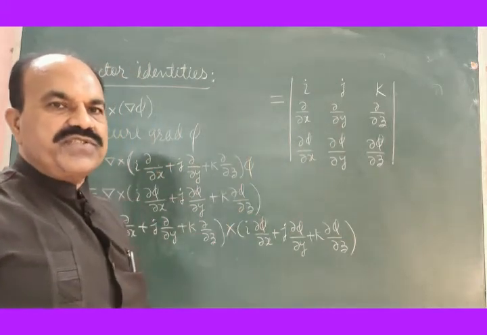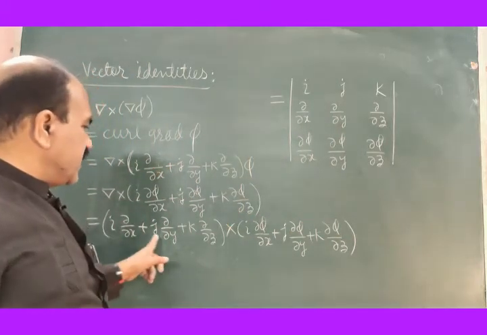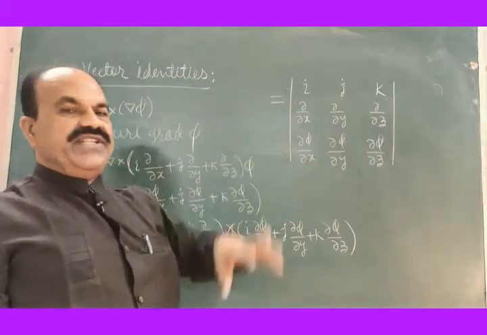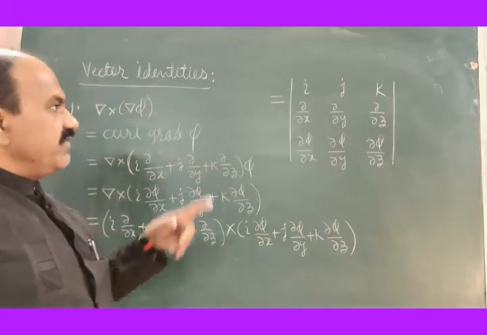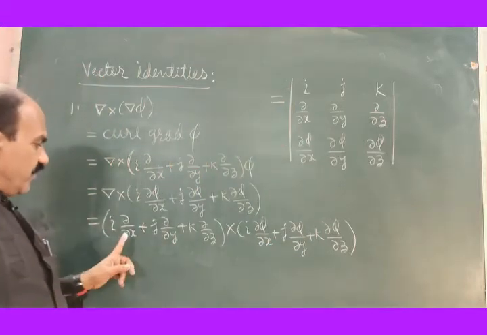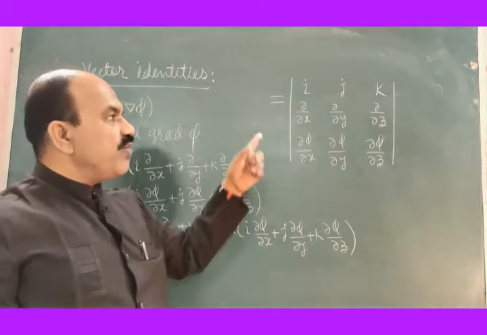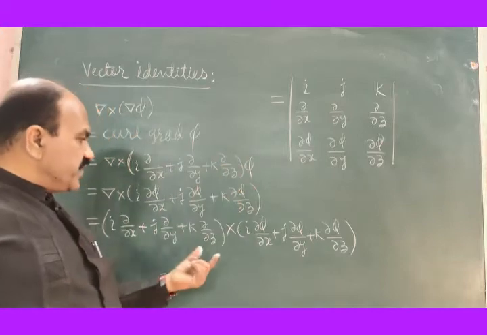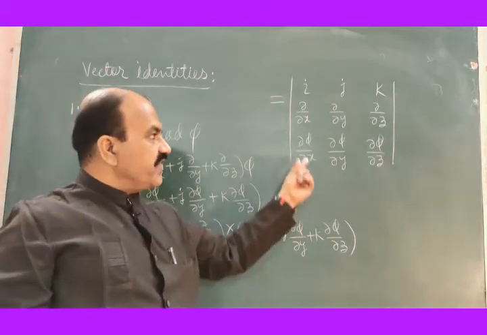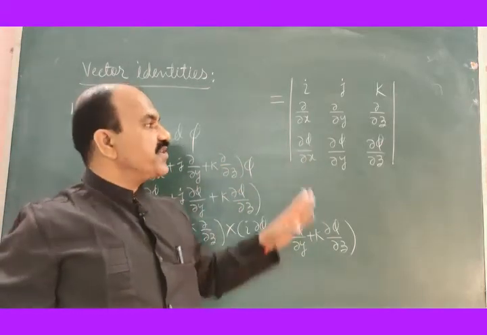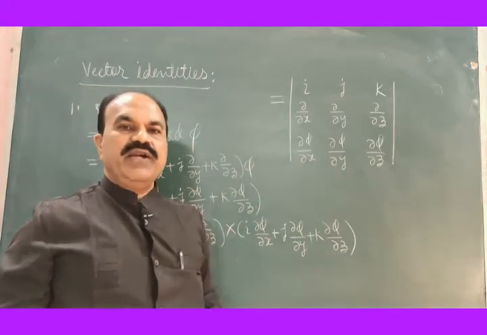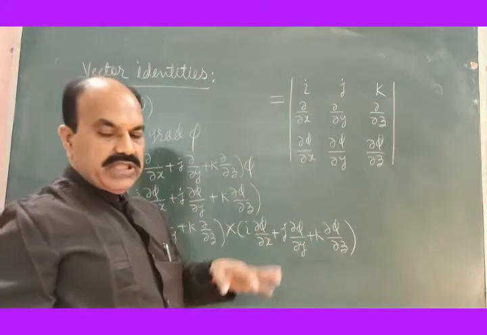The first row is for the unit vectors i, j, k. The second row is for these differentials dou by dou x, dou by dou y, dou by dou z. The third row is for these three differentials dou phi by dou x, dou phi by dou y, dou phi by dou z. Let us solve this.